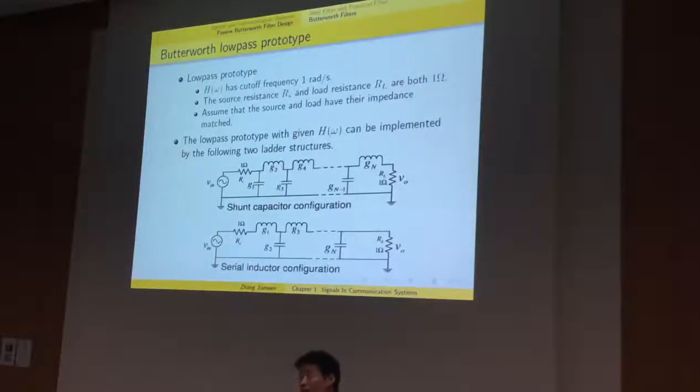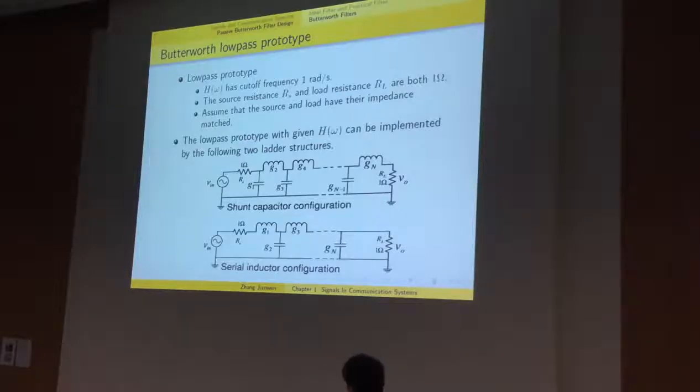Note it's radians per second, not hertz. And the source impedance and load impedance are both 1 ohm. We assume that the matching is already done, in other words the circuit input and output are already matched. So this is the low pass prototype assumption. Then we can construct the low pass prototype based on these two constructions: shunt capacitor construction and series inductor construction.